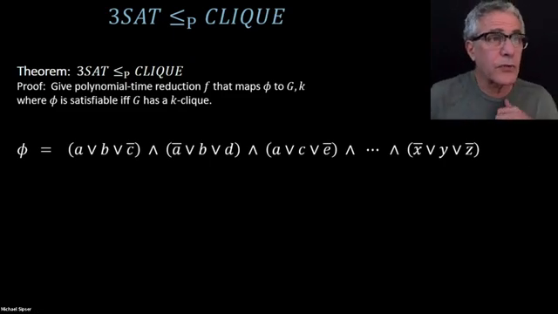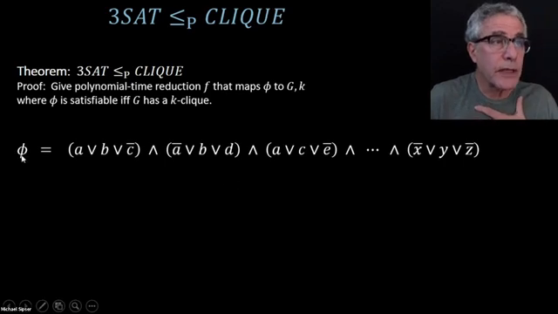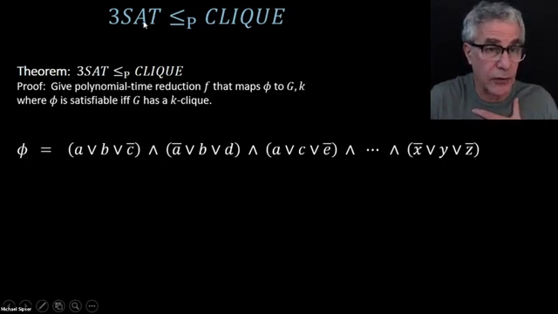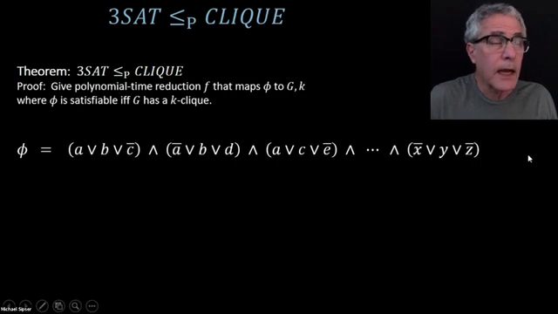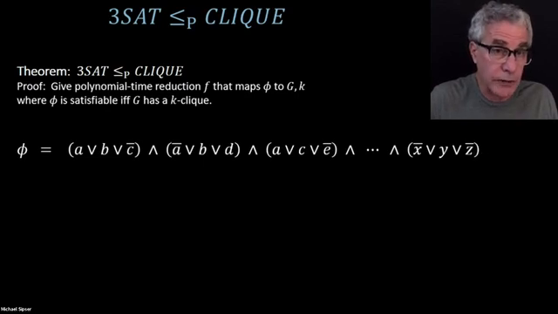And in order to do that, here's going to be a formula now. It's in 3CNF. That's what I need in order to be doing this reduction. I'm converting 3CNF formulas into clique problems. We have to understand a little bit what it means when we talk about the satisfiability of a formula like this, because it's going to be helpful in doing the reduction.